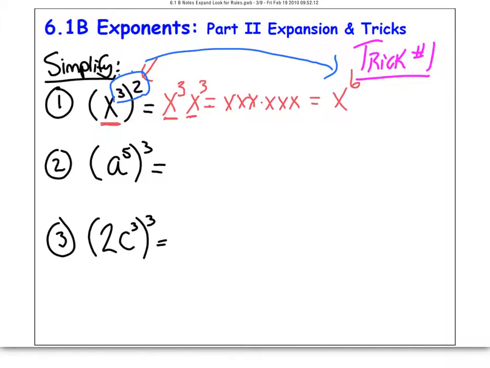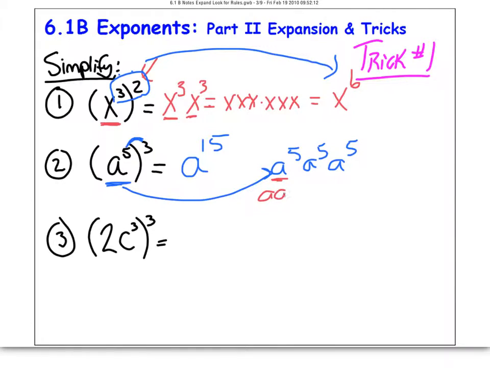Let me show you. On number 2, if we apply that, I would do 3 times 5 and say that that's 15. Well, I'm just going to stop and think about it for a second. If I do a to the 5th 3 times, and then the expansion method, I would have to write a to the 5th here 5 times, and I would do it for this one and this one. If you think about it and write it out with the expansion method, you count them, you're going to see 15 a's.